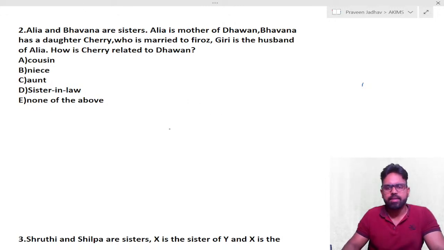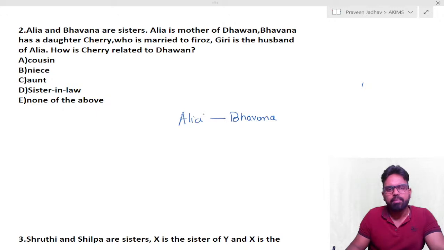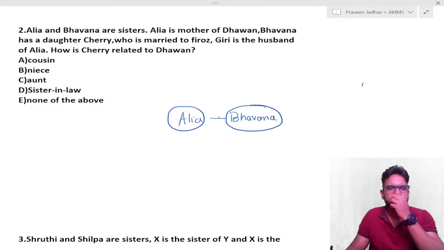Alia and Bhavna are sisters. Now, can we start solving it together? Look, what do we have? Alia and Bhavana. Since they are sisters, they must be in the same row, in a horizontal line.